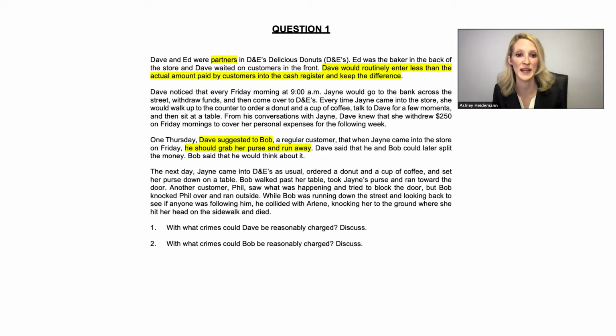Dave said that he and Bob could later split the money, and Bob said he would think about it. So Bob hasn't really committed a crime here. Dave committed solicitation for robbery, and Bob said, oh, I'll think about it. We don't really see a strong case for conspiracy yet, since he hasn't quite agreed to.